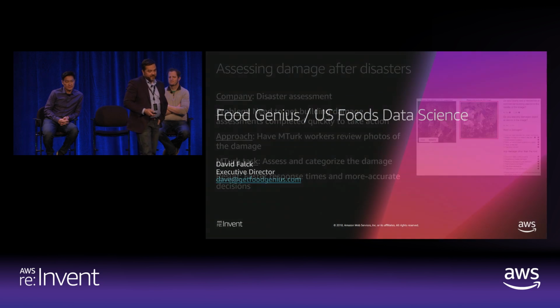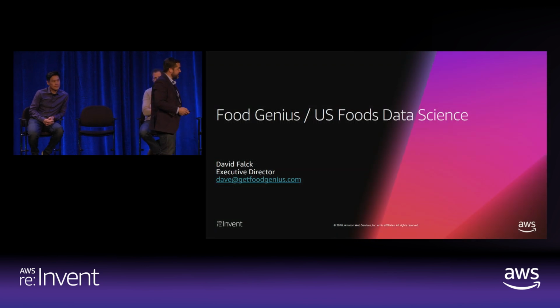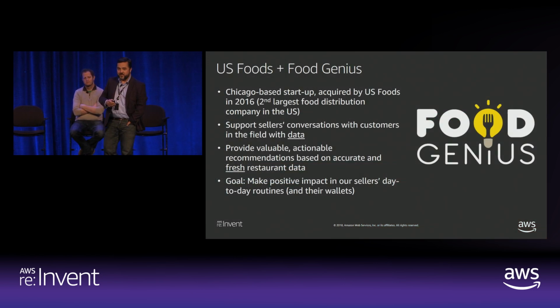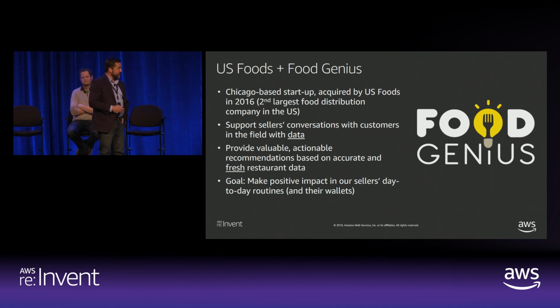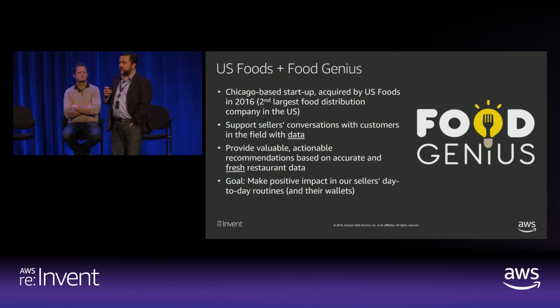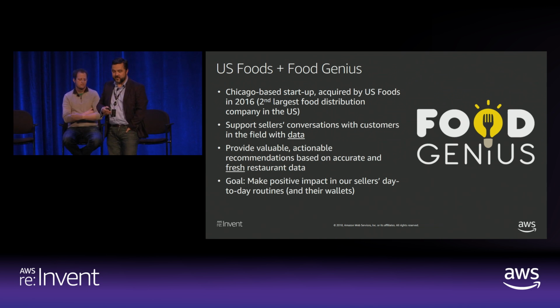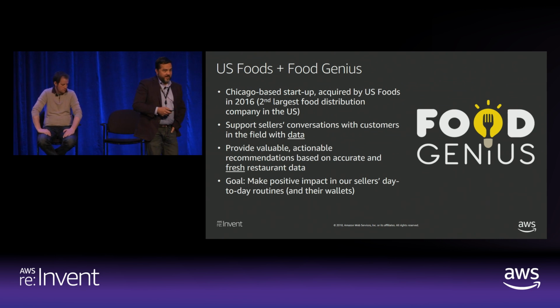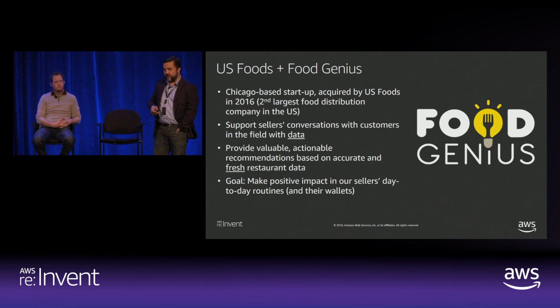My name is David Falk, and I work for US Foods and Food Genius. So Food Genius was a startup in Chicago, was purchased by US Foods a couple of years ago, and I took over almost 2 years ago. And we're focused on really data analytics in the food service space. And things like what are restaurant opening hours, or does this restaurant serve vegetarian options or organic fare or vegan food?